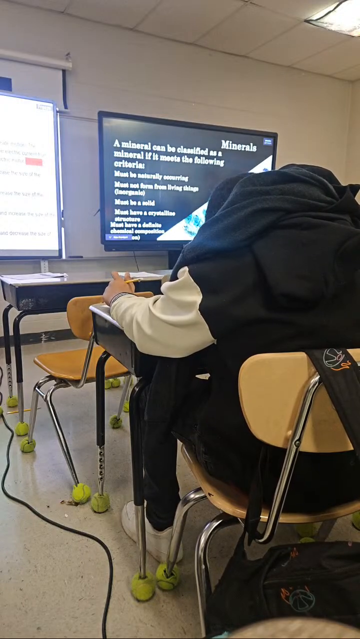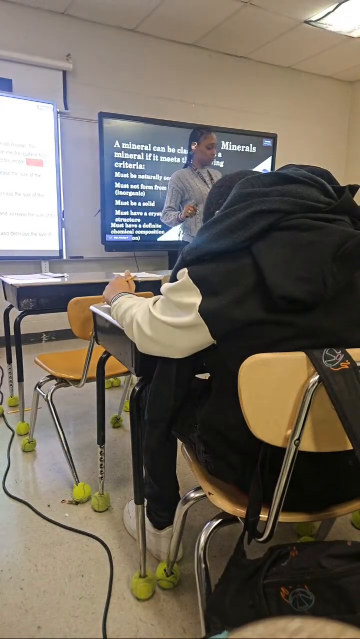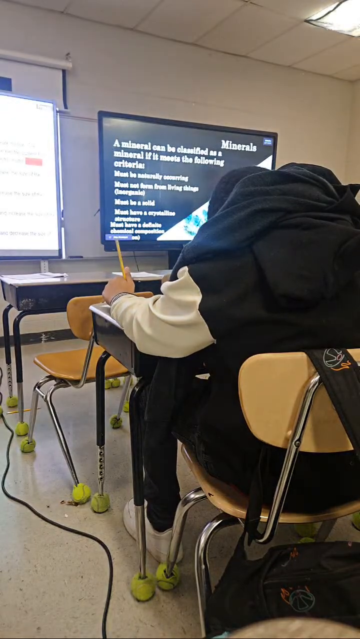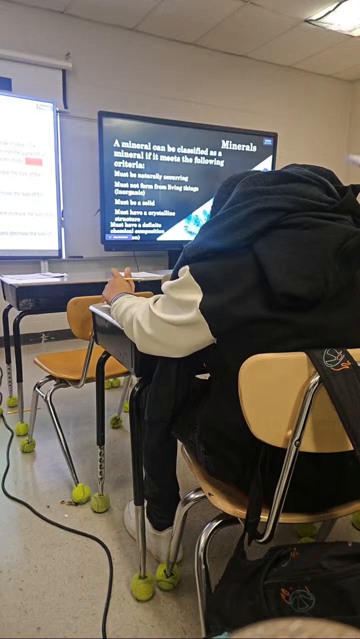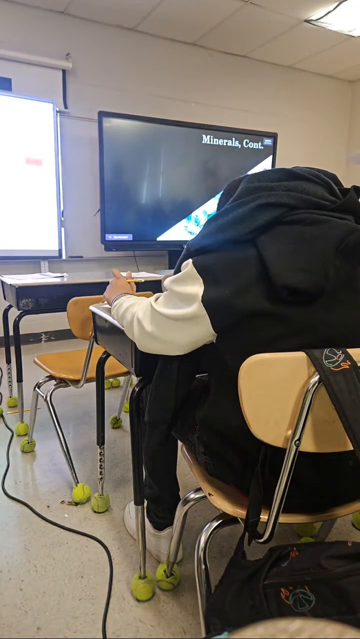So what were the 5 conditions? Natural process. Inorganic. Must be solid. And the last one you just said: crystalline structure. And no carbon, meaning it has to have some type of chemical makeup. So that was number 2.